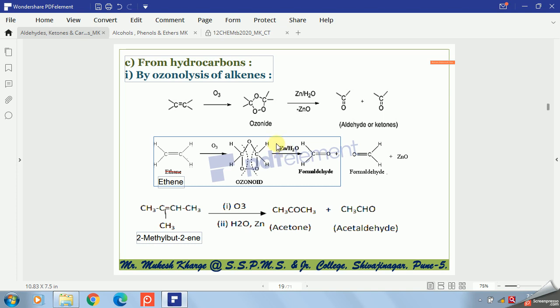And that's why we use zinc. So when we use zinc, zinc reacts with that oxygen and it gives ZnO. So here H2O2 is avoided, and it cannot further oxidize your aldehyde or ketone. That is the use of zinc. Then the next reaction is, and you can try for different types of alkenes, symmetrical or unsymmetrical, and check the product.